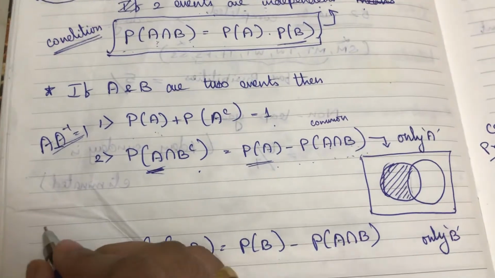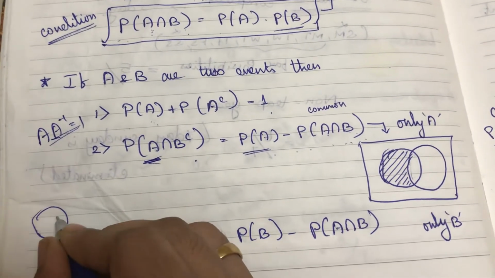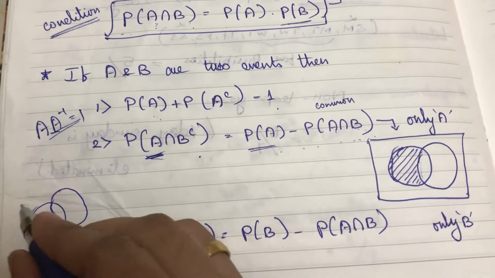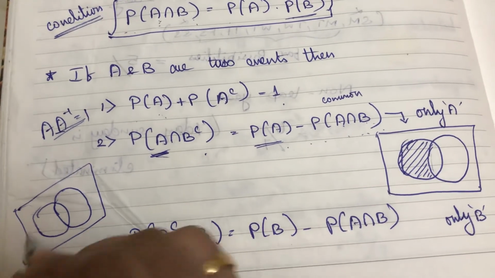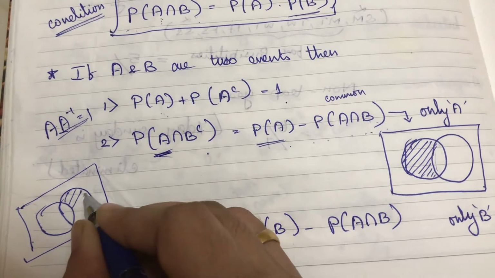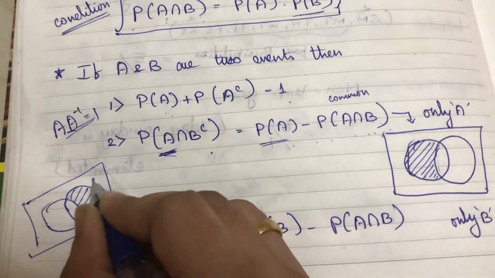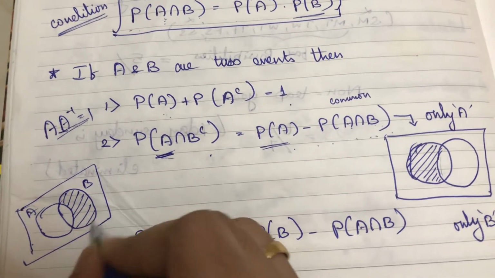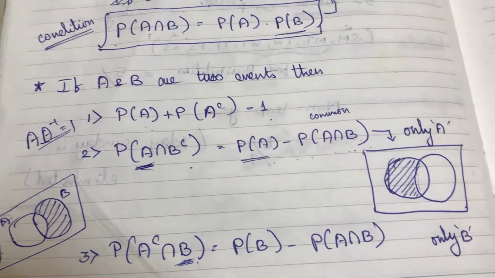For this, the Venn diagram will be: this is the A part, this is the B part, right? This is a Venn diagram. So only B will come, this part. This is B and this is A. So only this part will come.